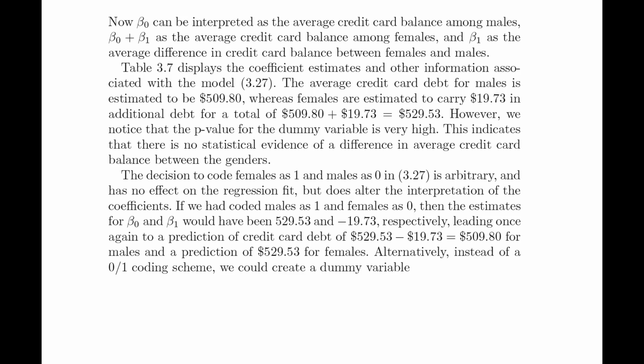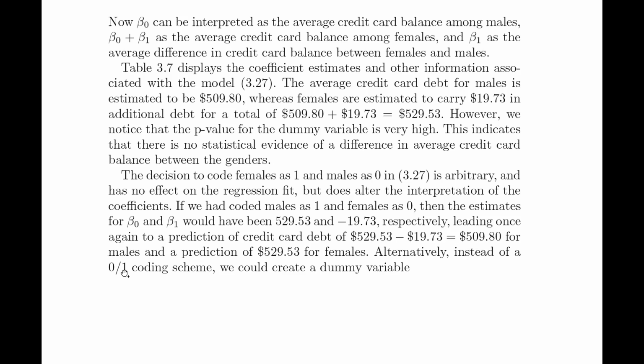The decision to code females as 1 and males as 0 in 3.27 is arbitrary and has no effect on the regression fit, but does alter the interpretation of the coefficients. If we had coded males as 1 and females as 0, then the estimates for beta naught and beta 1 would have been 509.53 and negative 19.73. If you add these two values again, you retrieve the 509 that we had earlier.